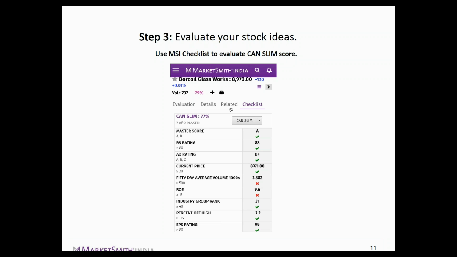On the related tab, you will see all the stocks that are related to this particular stock. That is the stocks which are there in that particular sector. You will see all the stocks under this. And finally, on the checklist, you can see the stock's CANSLIM meeting criteria. So on this checklist, we will quickly show up all the conditions that the stock is meeting and how far it is complying with the CANSLIM methodology.